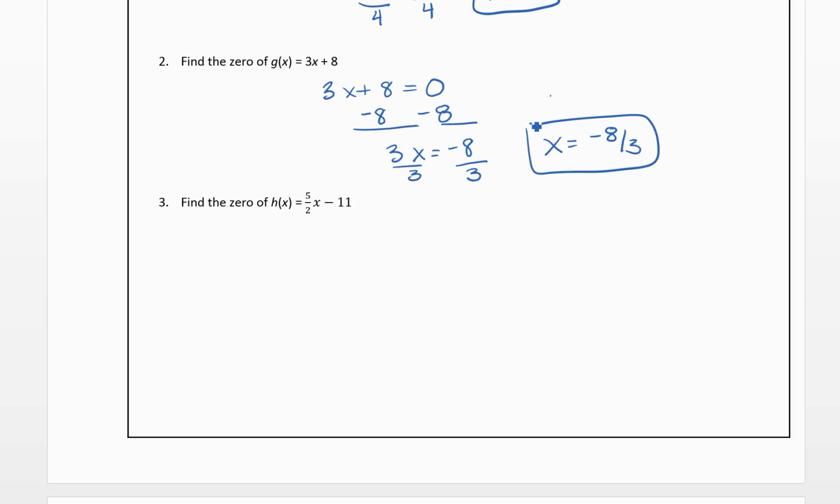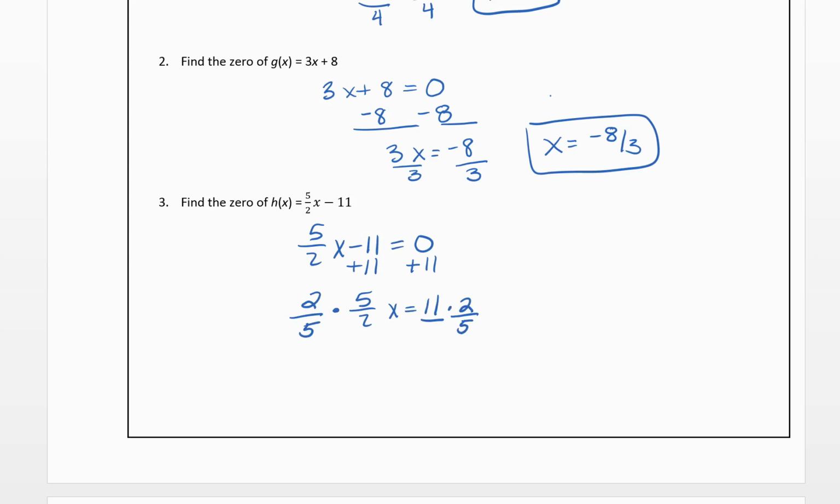Okay, and number 3 says find the zero of h of x equals 5 halves x minus 11. So we're going to set 5 halves x minus 11 equal to 0. The first step, we're going to add 11 to both sides. So we'd have 5 halves x equals 11. Now, we want to divide by 5 halves, but dividing by a fraction is the same as multiplying by the reciprocal. So we're going to multiply both sides by 2/5.